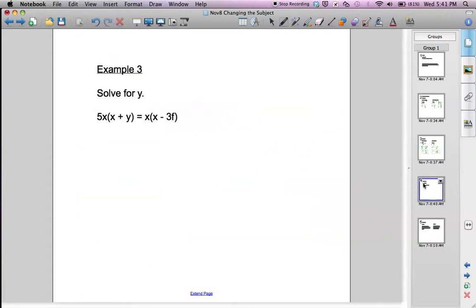And lastly, okay, our most complicated example yet. In this equation here, we're going to solve for y. So we're going to make y the subject. We're going to use the distributive property on both sides of the equation. We'll get 5x squared plus 5xy equals x squared minus, now that should be a y, sorry about that, that's going to be 3xy. So here we're going to be solving for y.